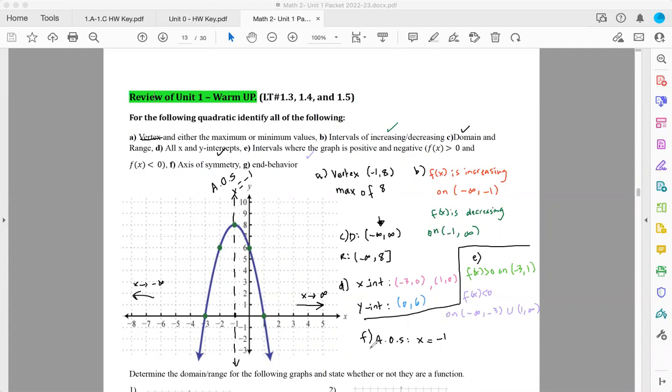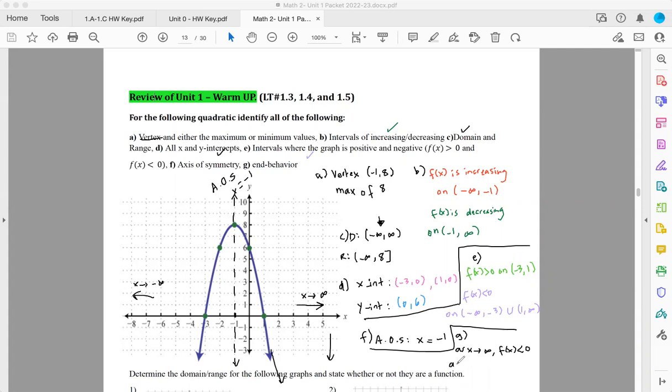So for part G, as x goes all the way to the right, what happens to f of x? Where's my graph? If I go all the way to the right, notice that my graph keeps going downward. So my graph is going to be down. That means f of x will be negative.